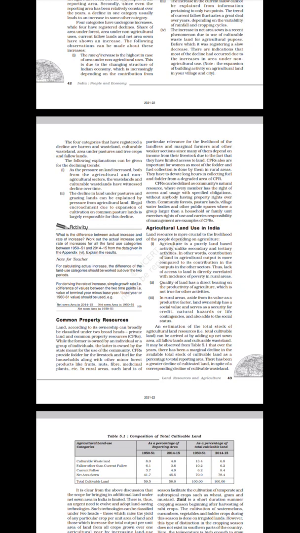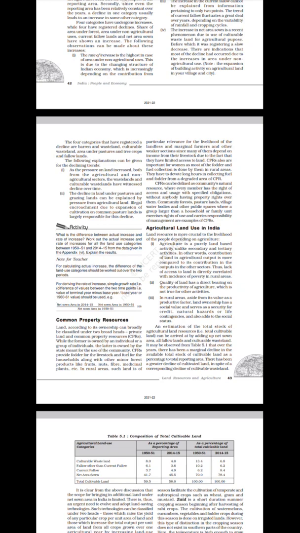Agriculture land use in India. Land resources are more crucial to the livelihood of the people depending on agriculture. Agriculture is a purely land-based activity unlike secondary and tertiary activities. In other words, the contribution of land in agriculture output is more compared to its contribution in the outputs in the other sectors. The lack of access to land is directly correlated with the incidence of poverty in rural areas.